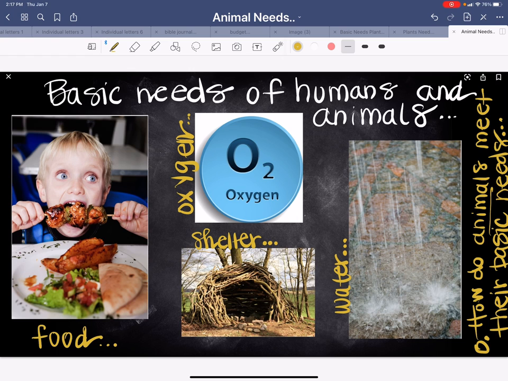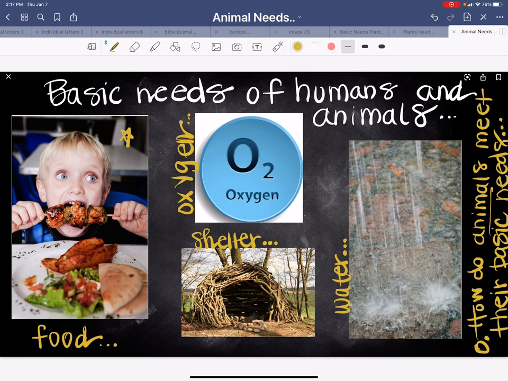Basic needs of humans and animals. There are 4 basic survival needs: food, air, shelter, and water. Let's take a look at food. Whatever he's eating looks really yummy. It's some kind of kebab. Looks like chicken on there. He's got some good stuff on there.